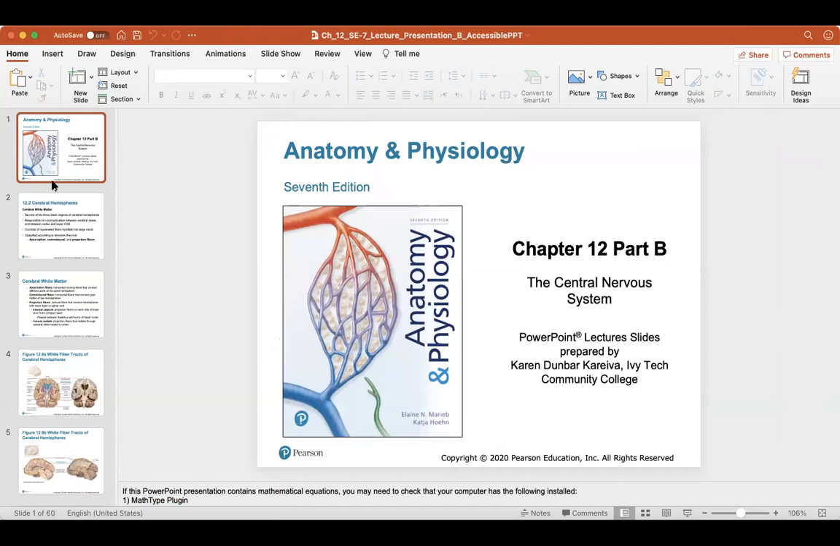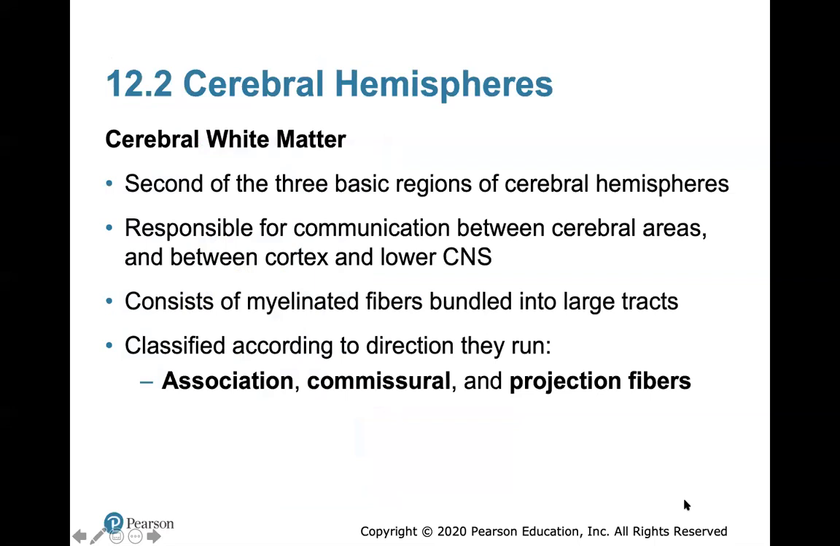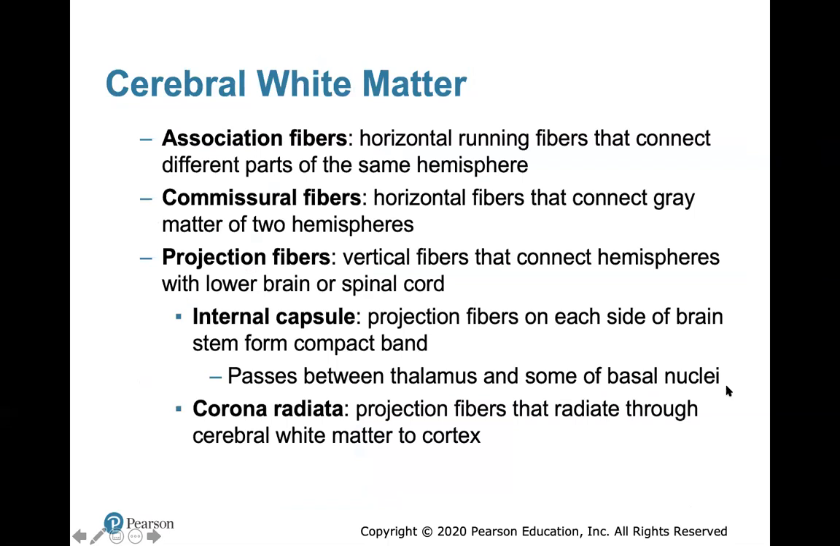Okay, so part B, we're going to go a little more through the nervous system, talking about the cerebral white matter. The cerebral white matter consists of myelinated fibers bundled into tracts, and they're classified according to the direction they run: association, commissural, and projection fibers. So these are the different tracts of the cerebral white matter depending on where they run.